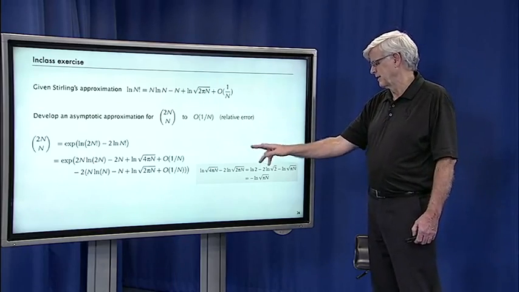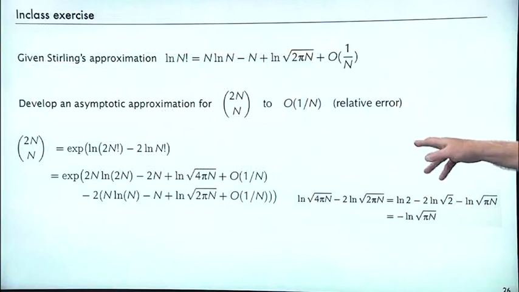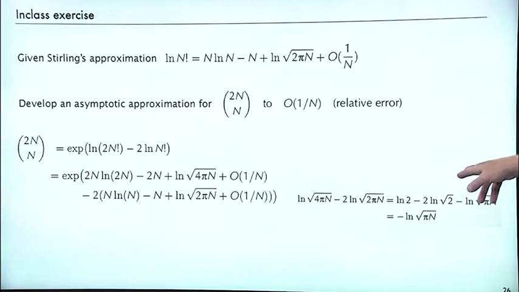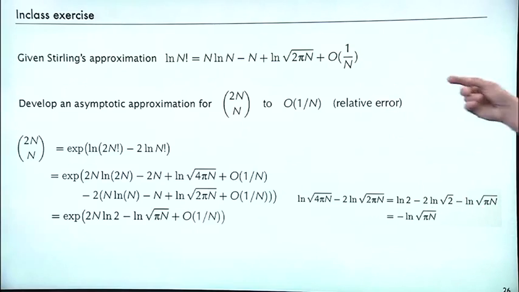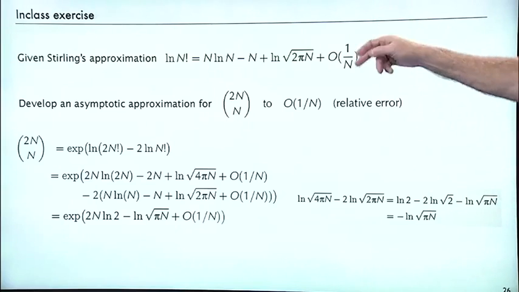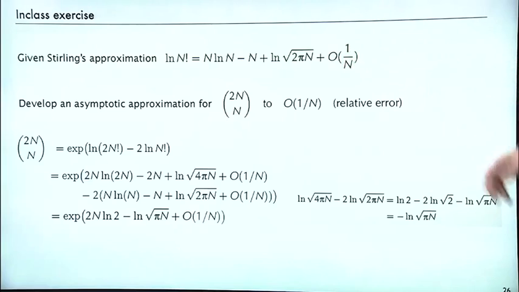Then also look at what happens to the terms involving square root of pi. So log of square root of 4 pi n minus twice log square root of 2 pi n. If you just multiply that out, there's a log 2 minus 2 log square root of 2, then minus a log of square root of n. So log 2 minus 2 log square root of 2, that's 0. So all that's left is minus log of square root of pi n. So those two terms go to that one simpler term, and the 2n log 2, and that's all that's left. The 2n cancels with minus 2 times minus n.